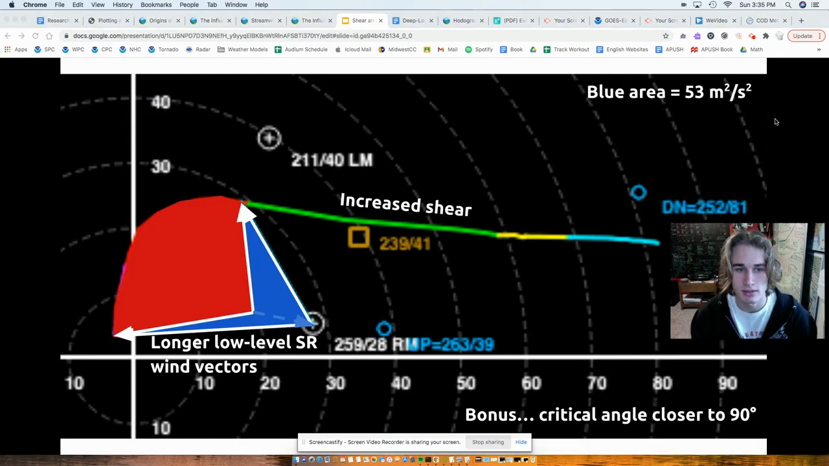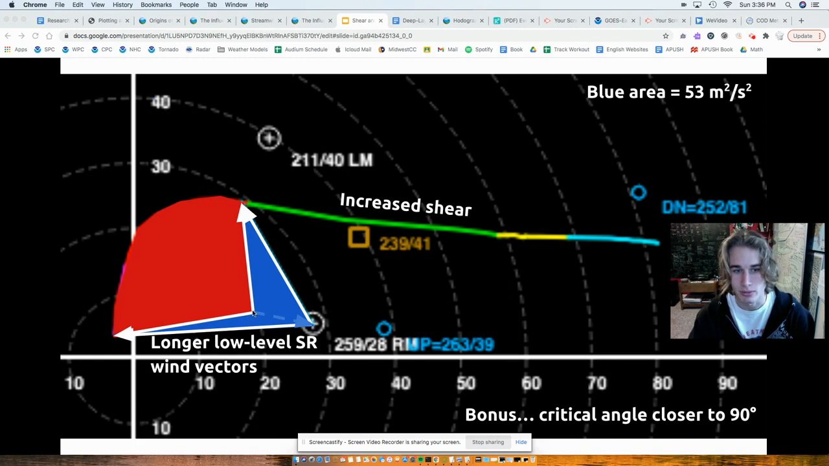So this is hodograph 2. I'm showing hodograph 2 right now. You'll see this red area and blue area. The red area is how much effective SRH existed in hodograph 1, but the blue area is all the effective SRH that was added on in hodograph 2. And that's 53 meters squared per second squared. I'm just going to keep that as units.